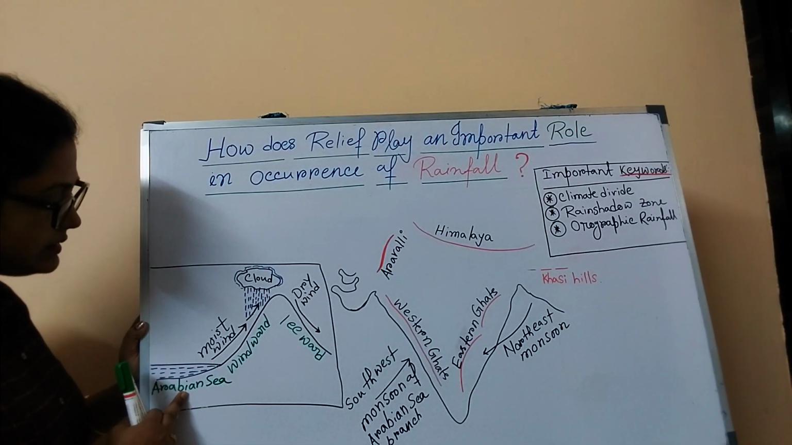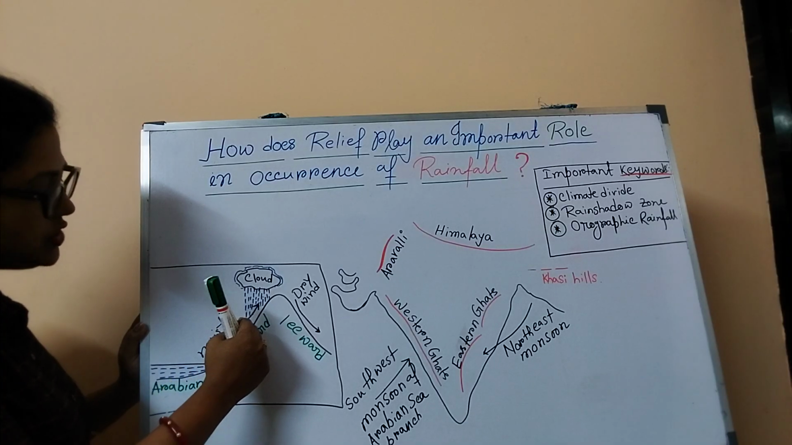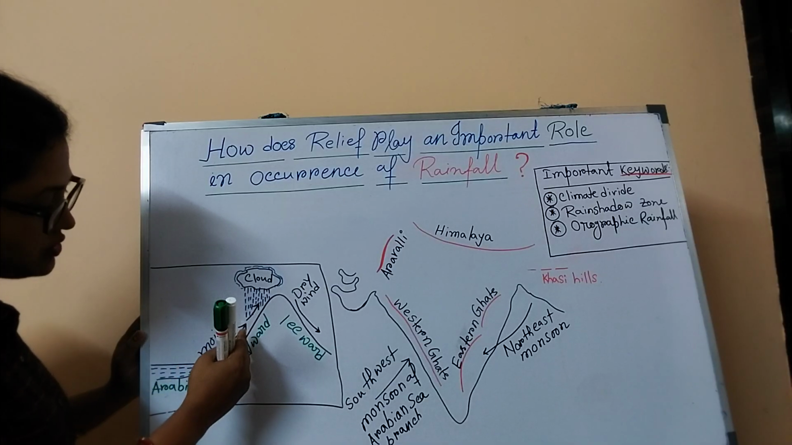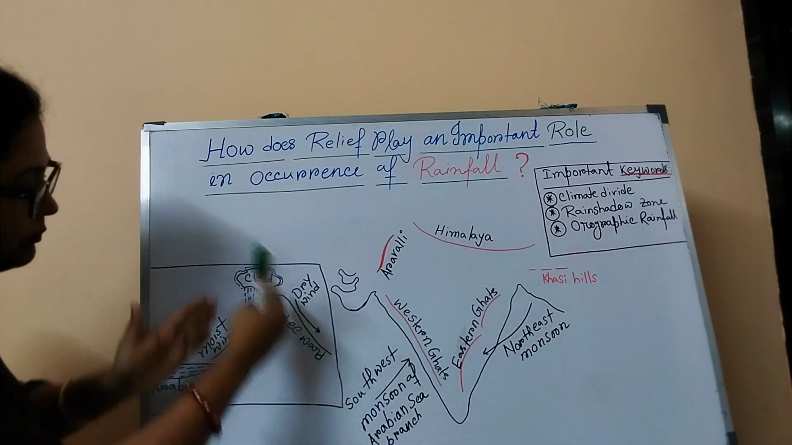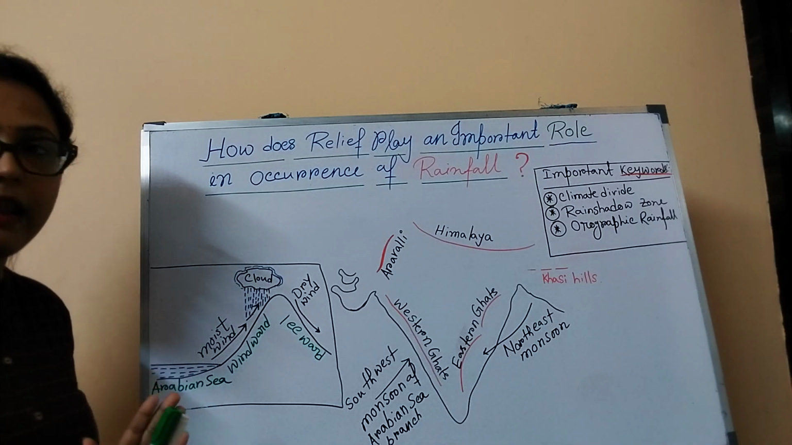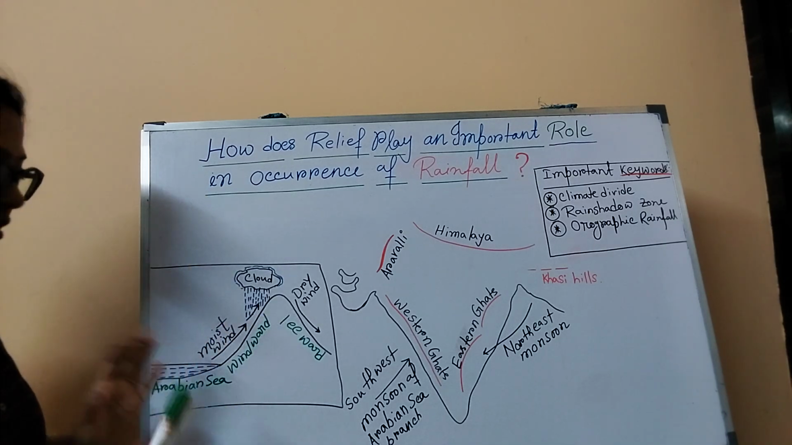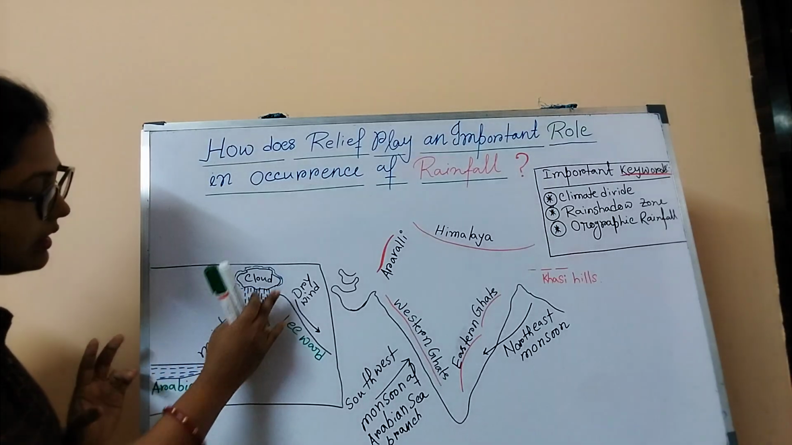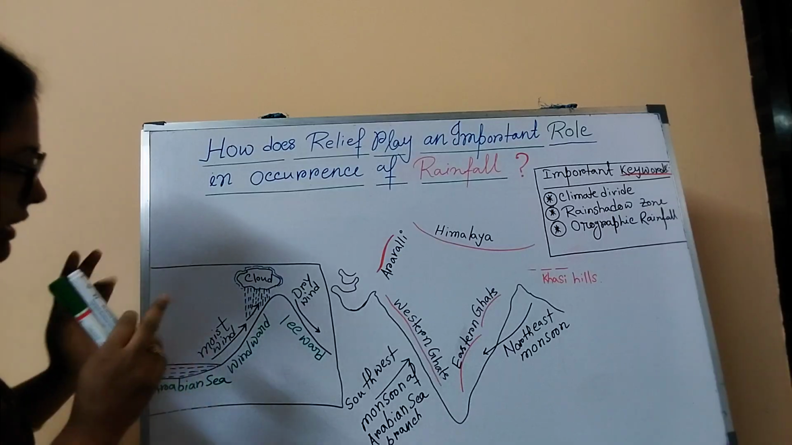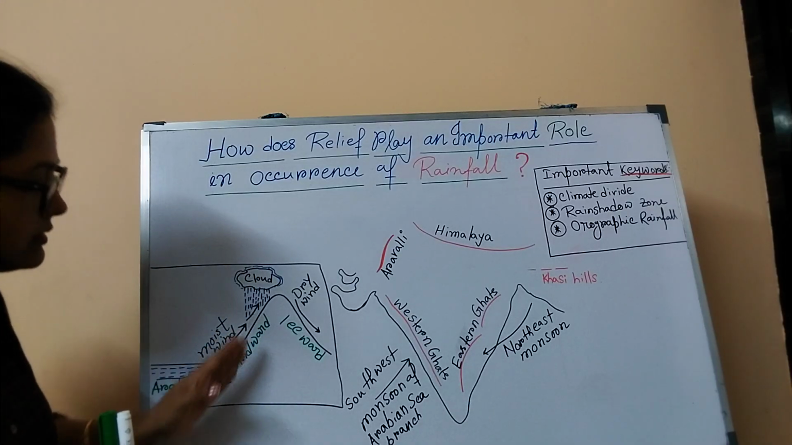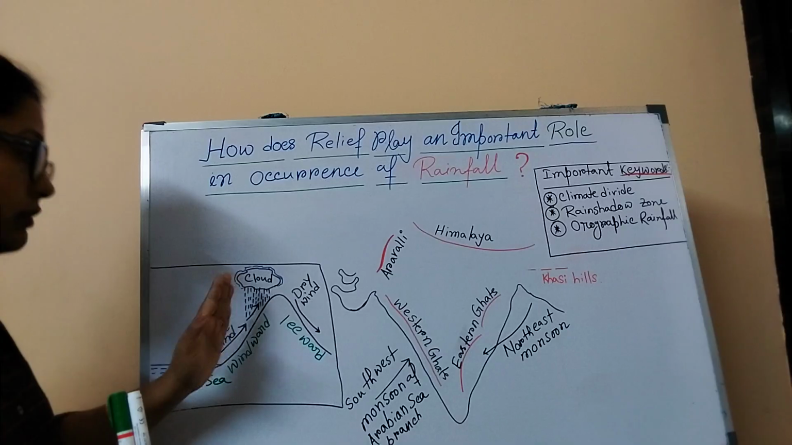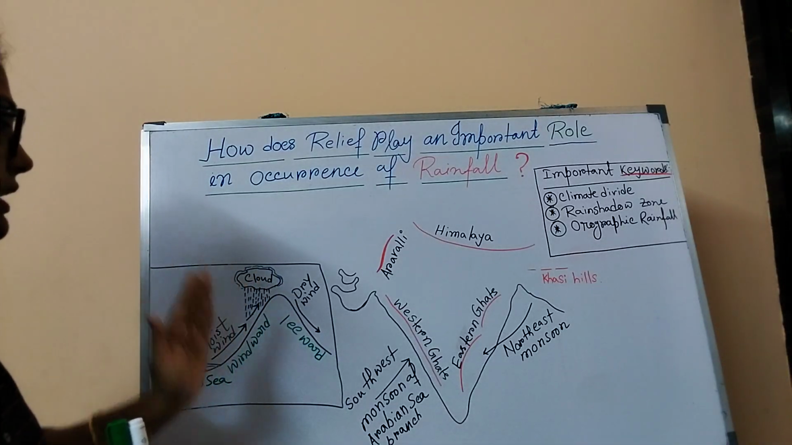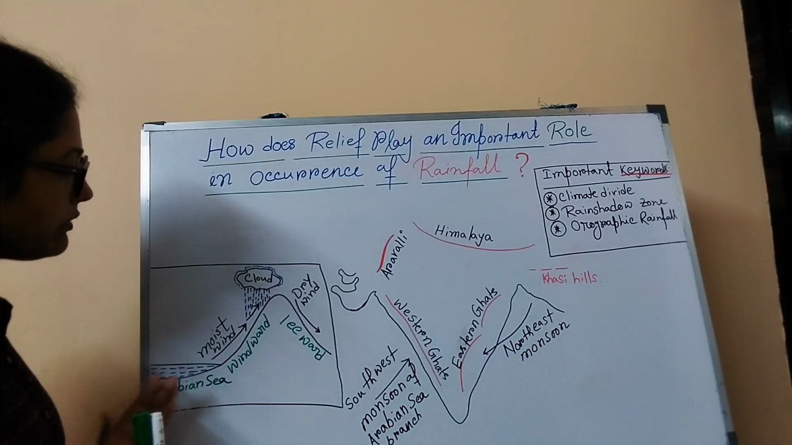This is the Arabian Sea, and from here the moisture laden wind originates, and it strikes against the mountainous landform, the relief land. The mountain is here and the moisture laden wind is striking against the relief. Whenever it is obstructed by the relief, it will rise up. This is the nature of the moisture laden light wind. So it will be rising up.